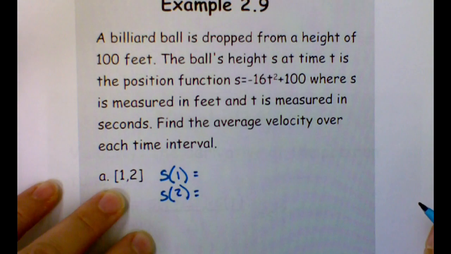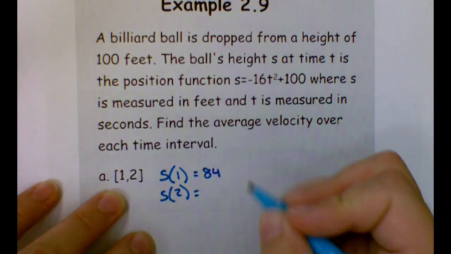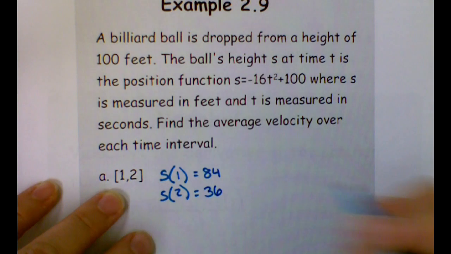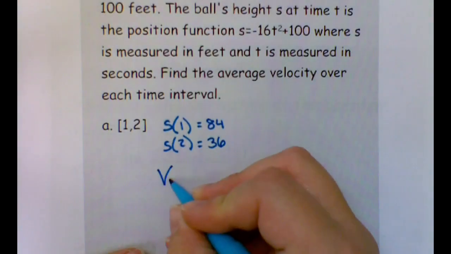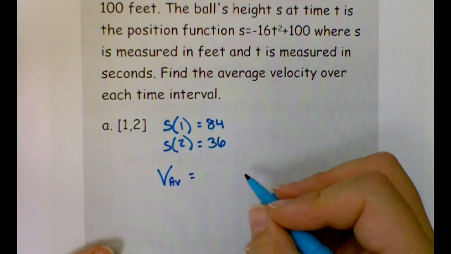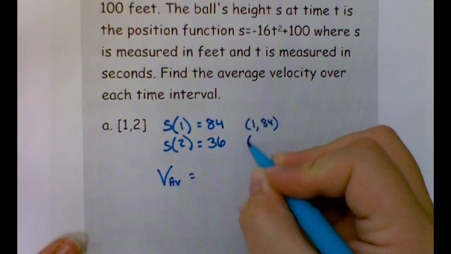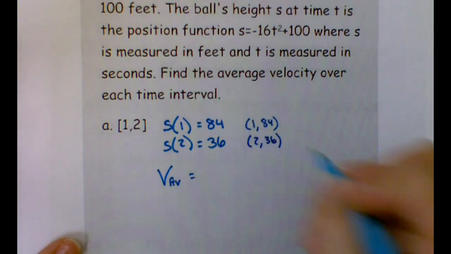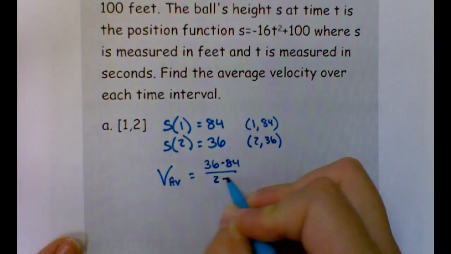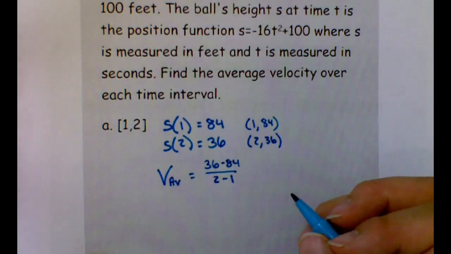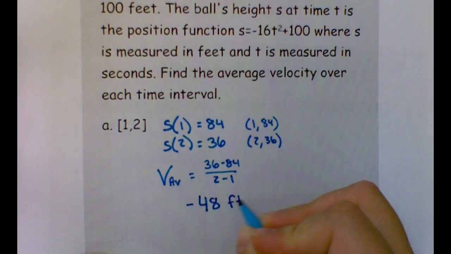So I grab my calculator. S of 1 is 84, and s of 2 is 36. Now to find the average velocity, we just find the slope between the points (1, 84) and (2, 36). So I take 36 minus 84 over 2 minus 1, which gives me an average velocity of negative 48 feet per second.